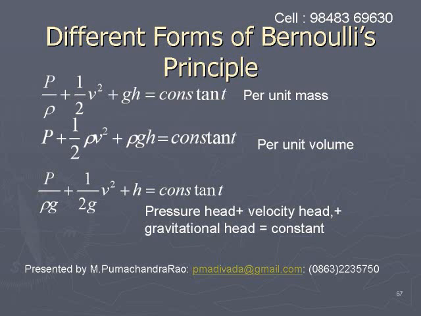So the different mathematical forms of Bernoulli's principle are: one is P by rho plus half V square plus gh is constant. This is the sum of the energies per unit mass. Another one is P plus half rho V square plus rho gh is constant. This is the relation for unit volume. Similarly, P by rho g plus 1 by 2g into V square plus h is constant. These are the three mathematical forms of Bernoulli's principle.